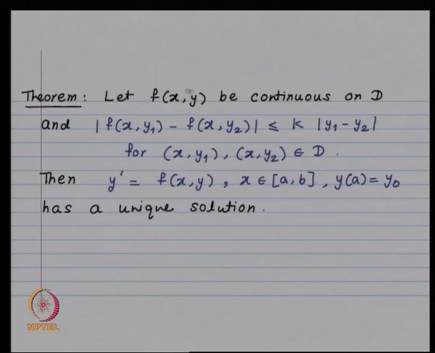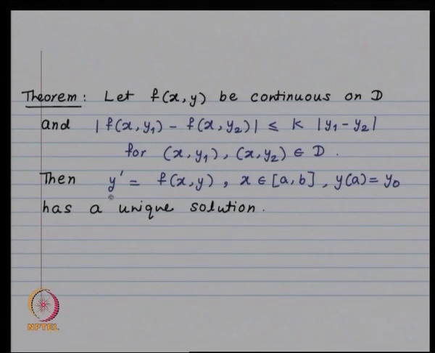So, let f(x, y) be continuous on D and Lipschitz continuous. That is, modulus of f(x, y1) minus f(x, y2) is less than or equal to k times modulus of y1 minus y2 for all points (x, y1), (x, y2) belonging to D. So, D is a rectangle on which our function f is defined. It is Lipschitz continuous. The point (a, y_a) is not going to be a boundary point, but it is going to be an interior point of this D.